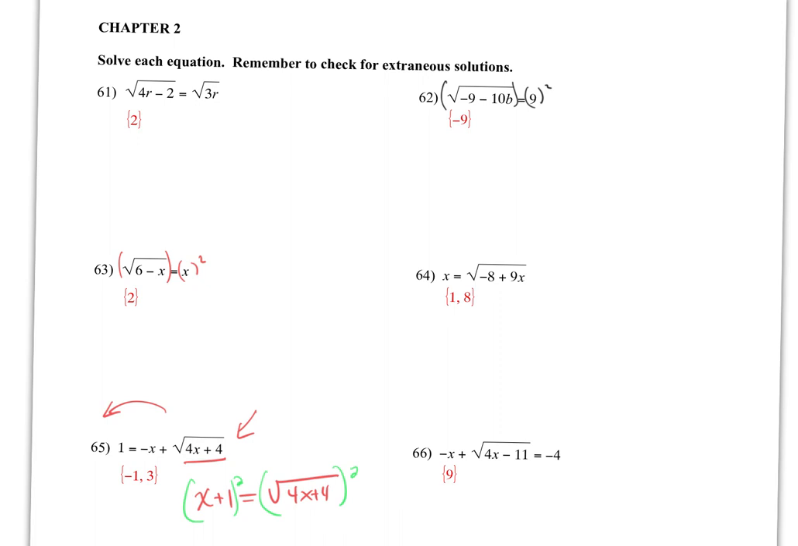Check for extraneous solutions, meaning when you solve it, you could get two answers like this, and they could both work like this. Or you could solve it and get two answers, and one of them does not work when you plug it back in. You get a false statement when you plug it back in, which means you end up with only one true answer because one of them was extraneous. It did not work. So pay attention to your instructions. If you need to, highlight, check for extraneous solutions, okay?